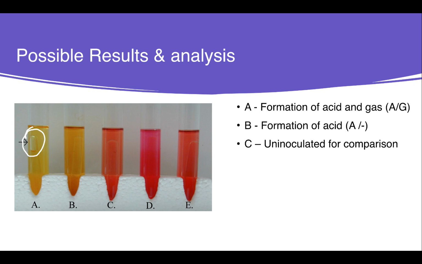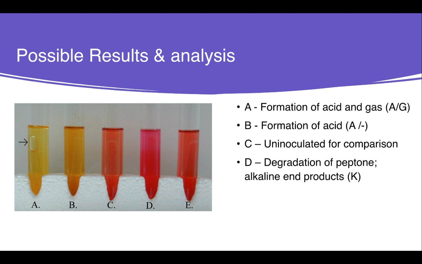C is an uninoculated control, and this is used for comparison because oftentimes it's very difficult to distinguish between the reds that can result in this test. When you look at D, you would see that it has a pinkish color compared to that of the uninoculated control. Therefore, the medium has become more alkaline, and what causes that would be the degradation of the peptone. Therefore, there are alkaline end products, and we provide the designation K.